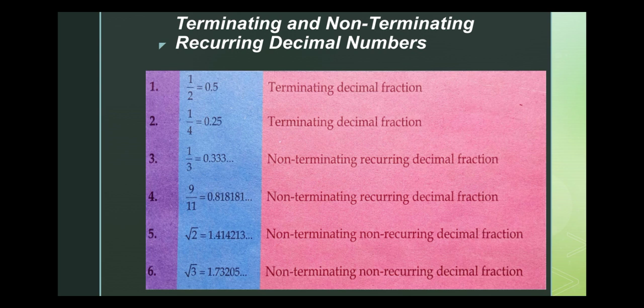For example, 1 upon 2 is equal to 0.5. This number is terminating. 1 upon 3 is equal to 0.333..., and this number is called a non-terminating recurring decimal fraction. Radical 2 is equal to 1.414213..., and this number is called a non-terminating and non-recurring decimal fraction.